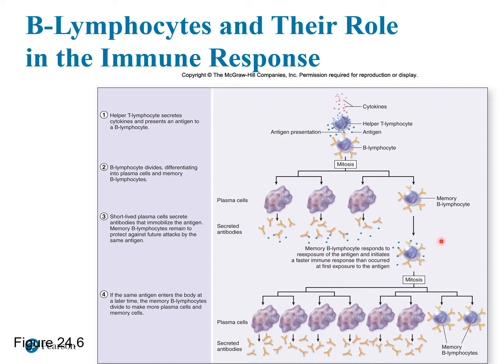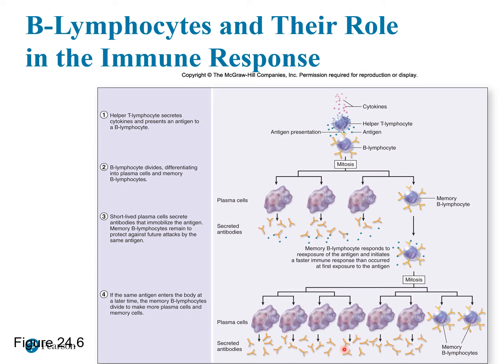Now, let's say you get infected by the same pathogen. Who's going to help you out the second time around? Your memory cells. Your memory cells are going to be able to recognize that pathogen, and those memory cells will eventually differentiate into plasma cells and into some more memory cells.